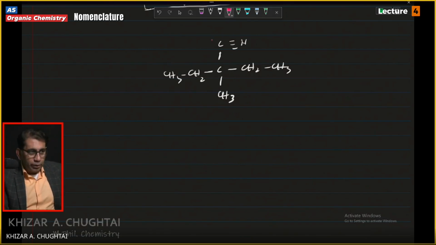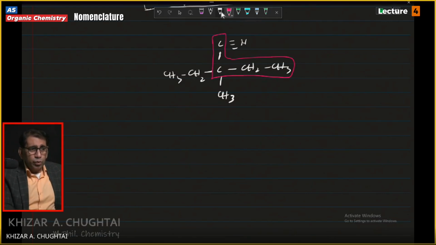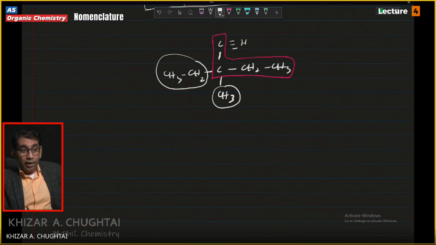So yes, I'm going to take this one. Let's suppose this is the portion of the main chain, main road, the backbone of this molecule. And these two branches, these two portions, are not part of the chain, they are branches.